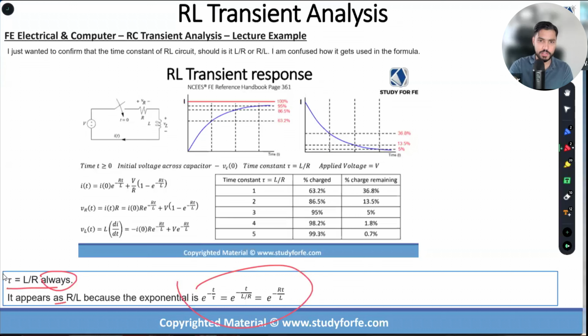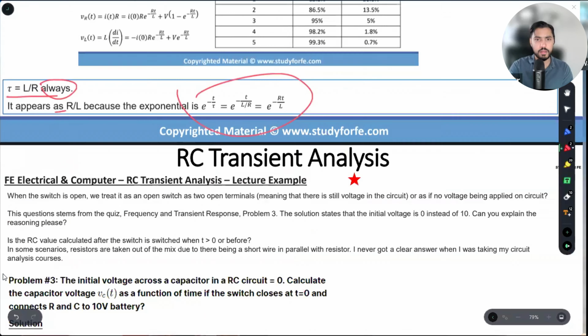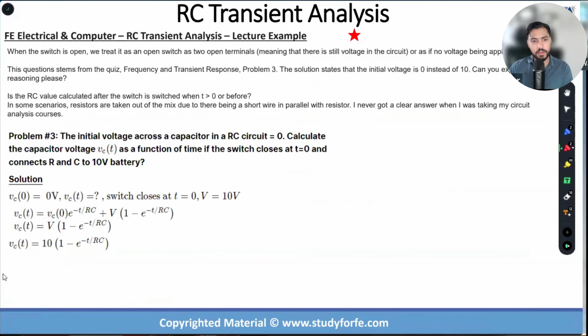Okay, RC transient circuits, let's dive into it now. RC transient analysis. Now, one of the things that I have explained to you in the on-demand course and in the live training, with the help of the quiz problems, mini exams, and homework assignments, is that whenever you're dealing with frequency response, RC or RL transient analysis, the reference handbook actually contains, for the most part, everything that you need. But interpreting it properly is still your responsibility and a fair test of your competency.